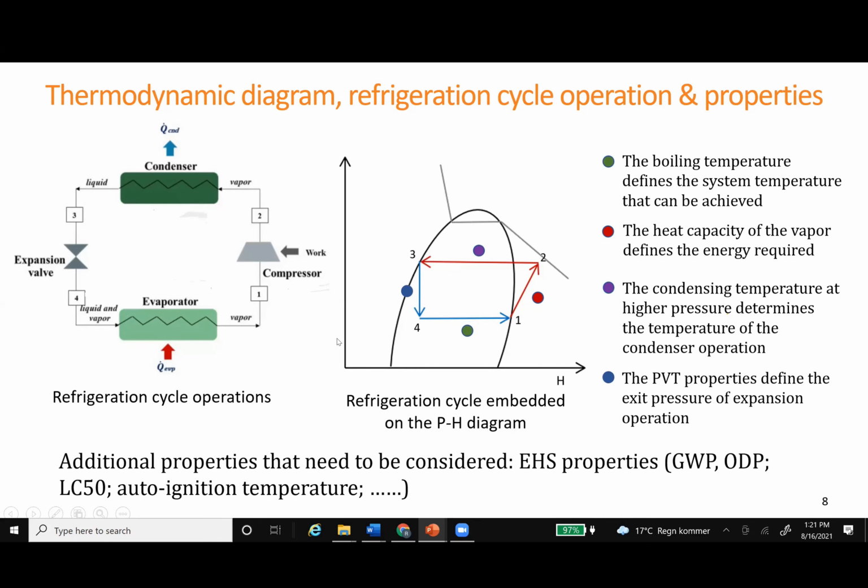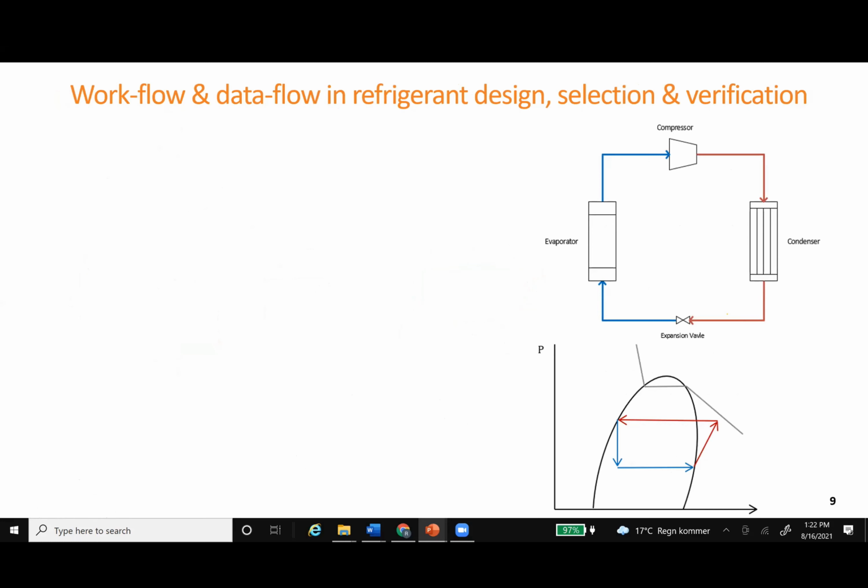So with respect to safety, we have something to worry about. With respect to work, we have something to worry about. With respect to expansion, we have something to worry about, and the temperatures. And all of these are related to the properties that will define properties of the fluid, refrigerant fluid, that will define the design and operation of the cycle. So let's see how things will work.